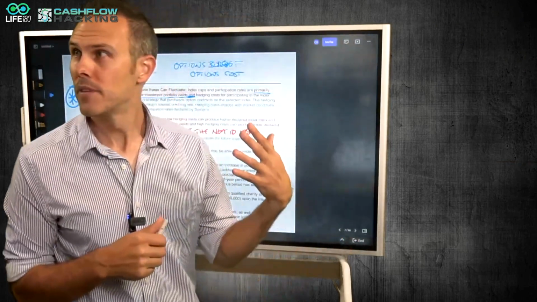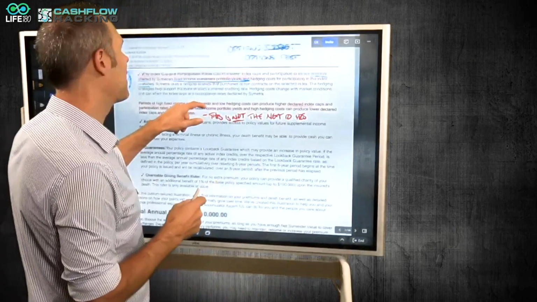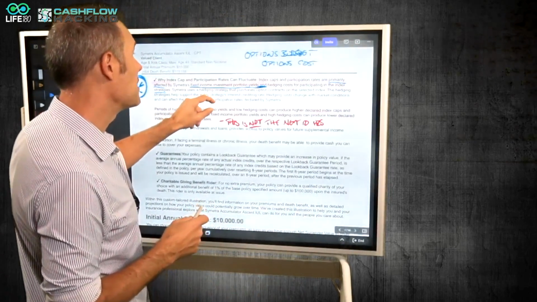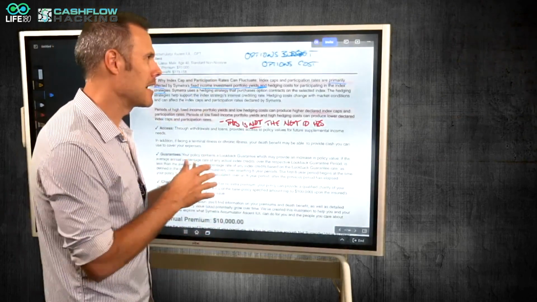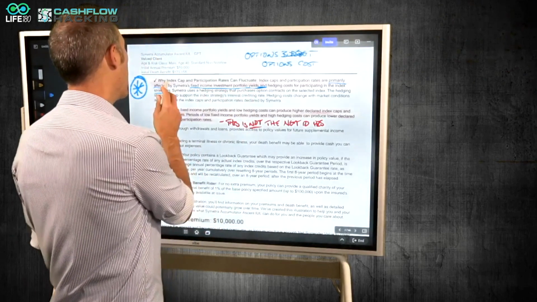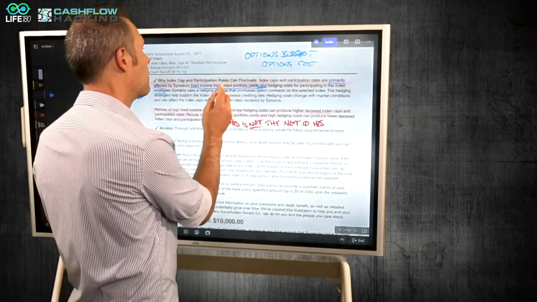Let's go to the next one. All right, what do we got here? So, why index cap and participation rates can fluctuate. Okay, this is really important to understand. I was just getting into this and I knew I was gonna get here, so let's go into more detail. Why index cap and participation rates can fluctuate, right?